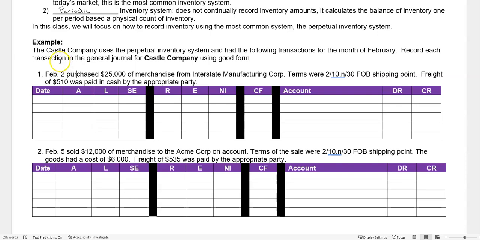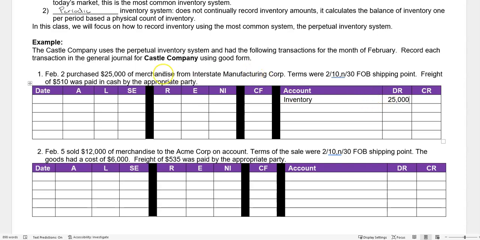Castle Company is a retail entity. So here they've purchased $25,000 of merchandise. Merchandise for a retailer is held for resale. So when we make that purchase, we're actually going to put it in as inventory. So that's step one. When we purchase merchandise, we're the buyer of the inventory. So we're going to debit our inventory account. How much? Well, the purchase price of the goods at this point, $25,000.